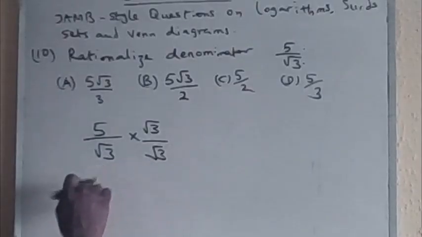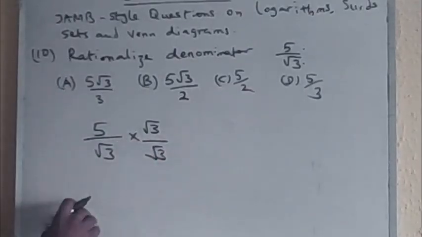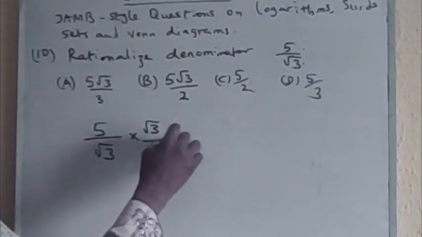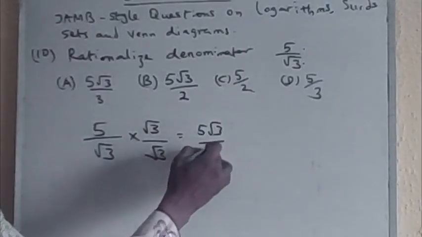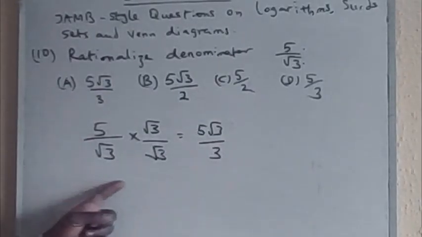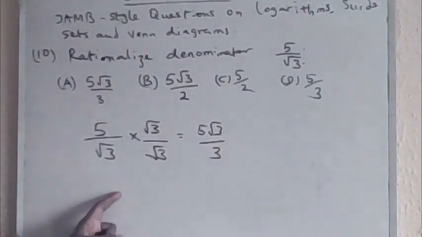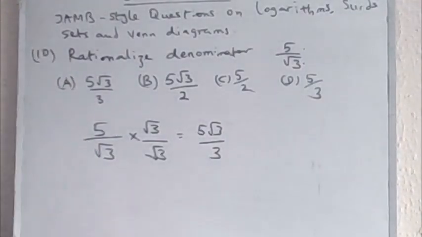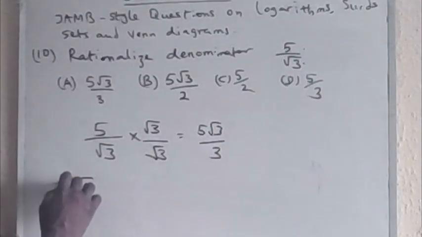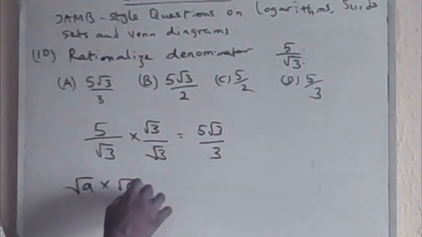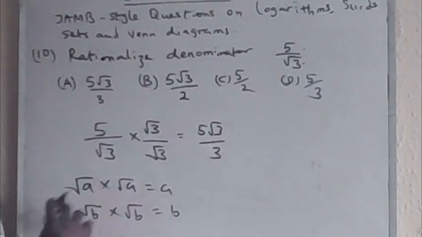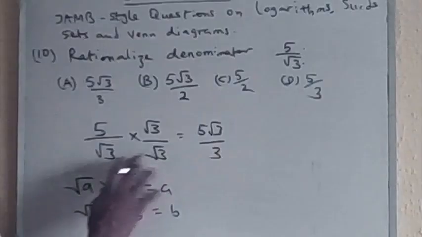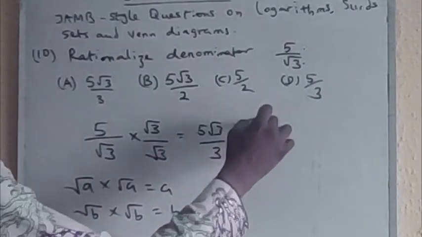So 5 times root 3 is 5 root 3, and root 3 times root 3 is 3. You see, any surd multiplying itself is the number without the surd. So root a times root a will give us a, root b times root b will give us b. This can be easily proven. Let me prove why this gave me this. If I have root 3 times root 3, 3 times 3 is 9, so it's root 9.